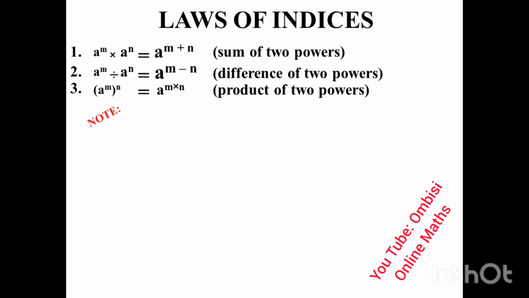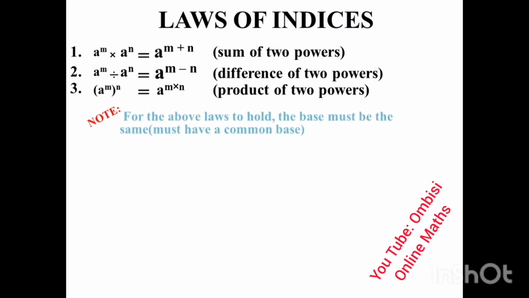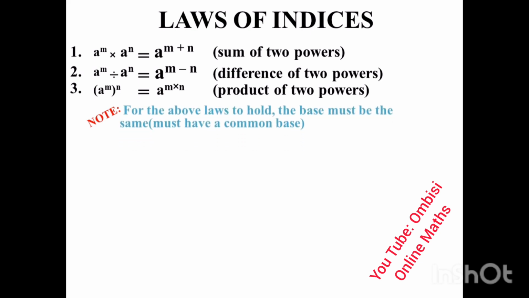Now, one thing you have to note is that for the above laws to be used, the base must be the same. We must have a common base for the above laws of indices to hold. Like in the first law, the base is a, so it is common on both sides. For the second law, the base is also a, it is common. So the laws hold only when there is a common base.